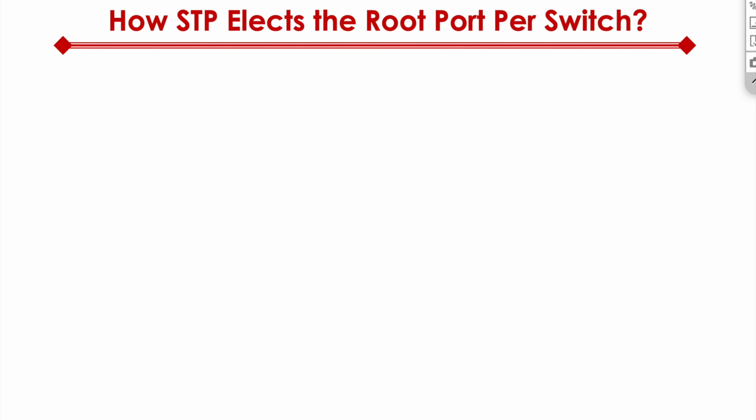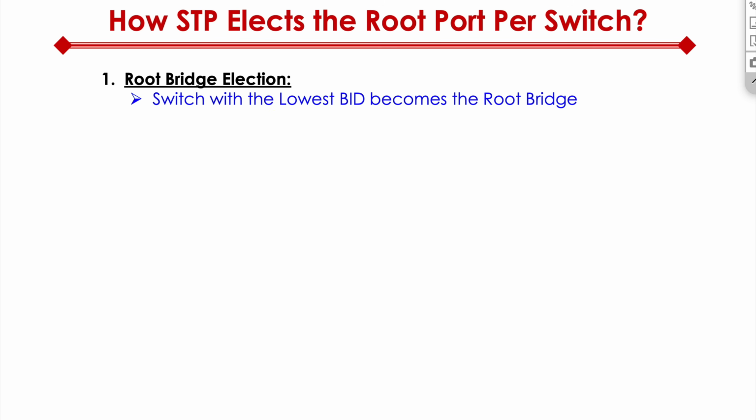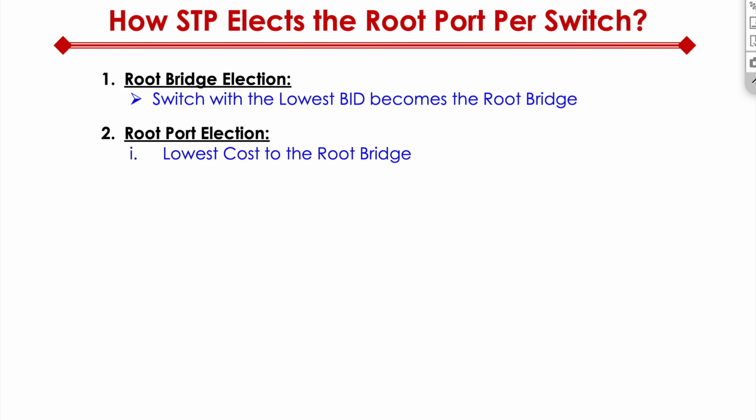So how does STP elect the root port per switch? First, as I mentioned earlier, we must elect a root bridge, and this is the switch with the lowest bridge ID. It ends up becoming the root bridge. Once that's out of the way, the next thing to focus on is the root port election. The first step here is the lowest cost to the root bridge.